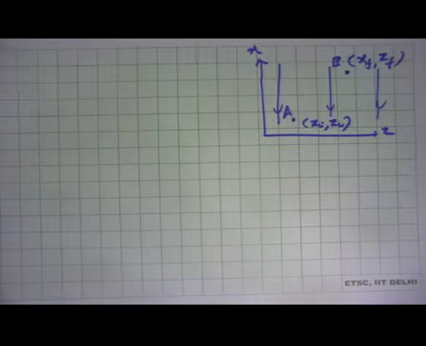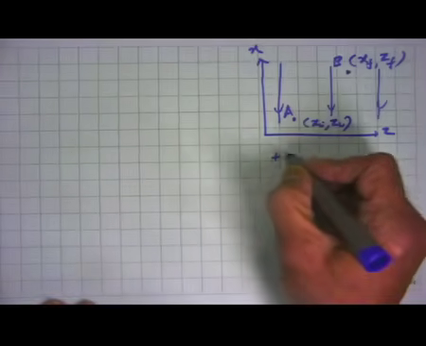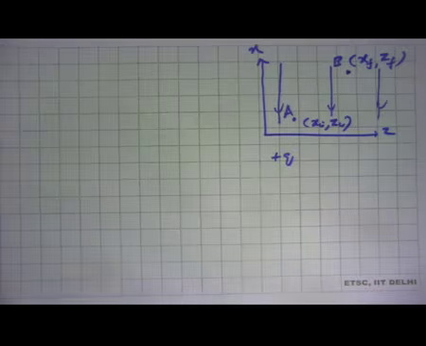I have to move a charge, let me take a positive charge plus q, from A to B. Now, obviously, I can have different paths to take the charge from A to B.